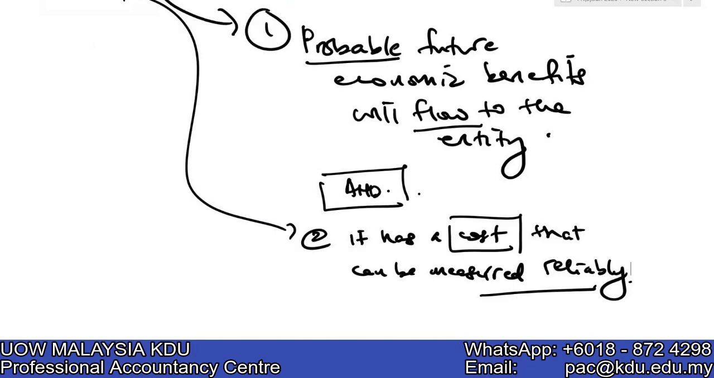But all these standards are still based on the 2010 framework. Understand? So this will remain until they revise all these standards. All the standards will still be based on this recognition criteria. So once you satisfy these two conditions, you will recognize the investment property in the books. I will debit investment property, same as debit PPE.